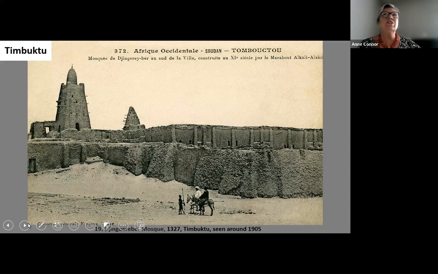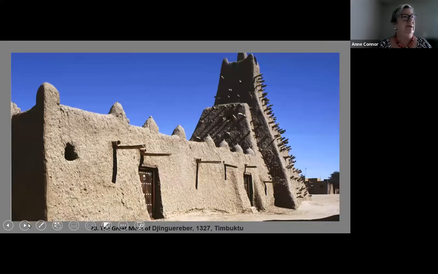But huge mosque with a madrasa next to it, so for studying, and then a university. And we will see some of the incredible manuscripts that exist in that part of the place. And this is another view of the mosque, but nowadays, as you can see, quite interesting architecture.